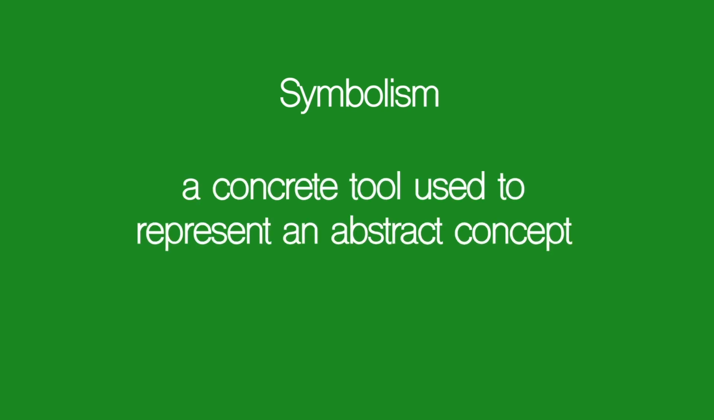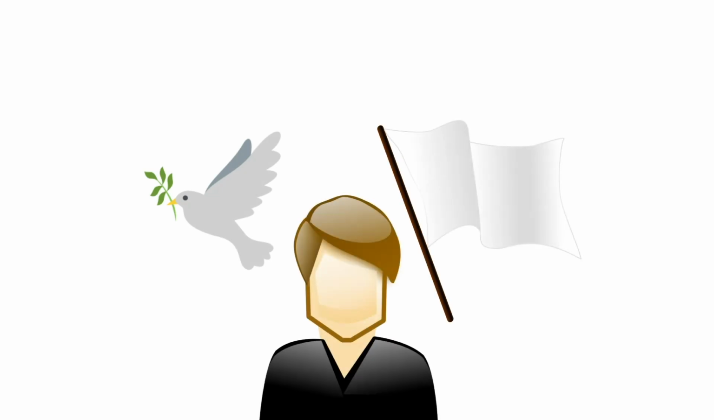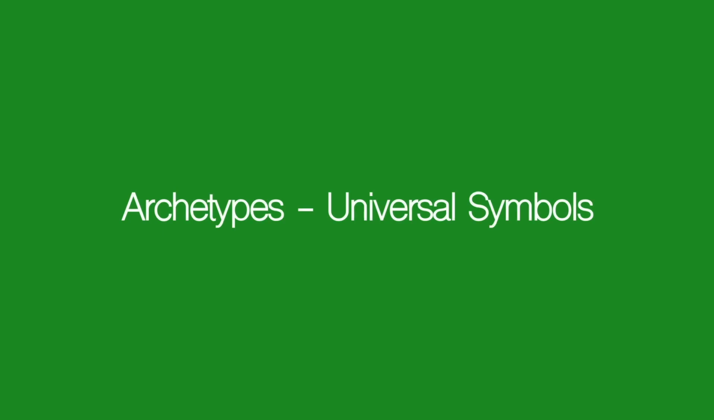Finally, we have symbolism. Symbolism is when an object has a hidden meaning that's different from what it really is. For example, doves are used as symbols for peace, while a white flag is a symbol for surrender. Names of characters can also be symbols and can be used in a story to help the reader learn more about a person. Universal symbols exist as well, and these are called archetypes.